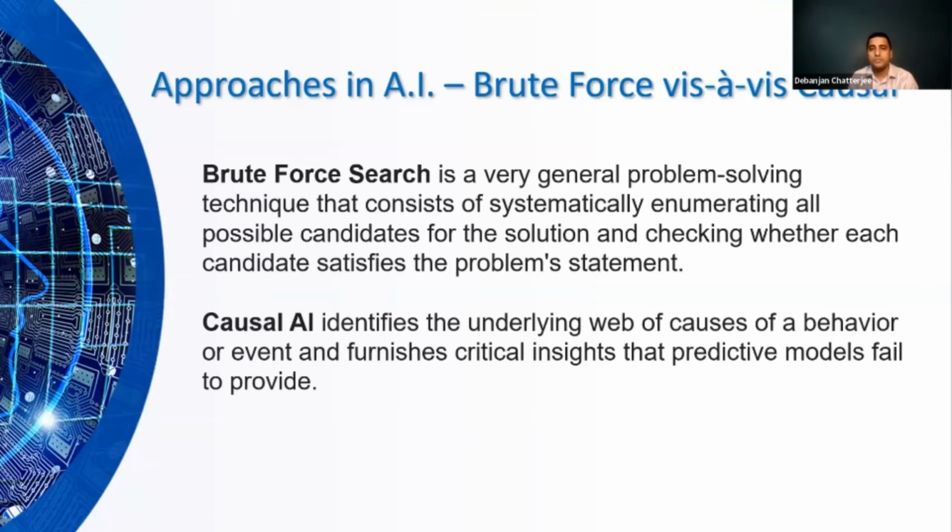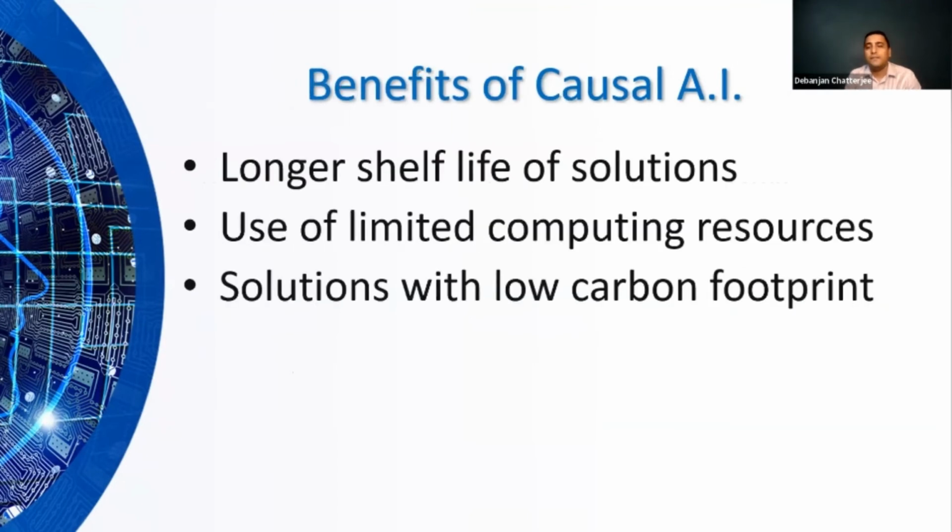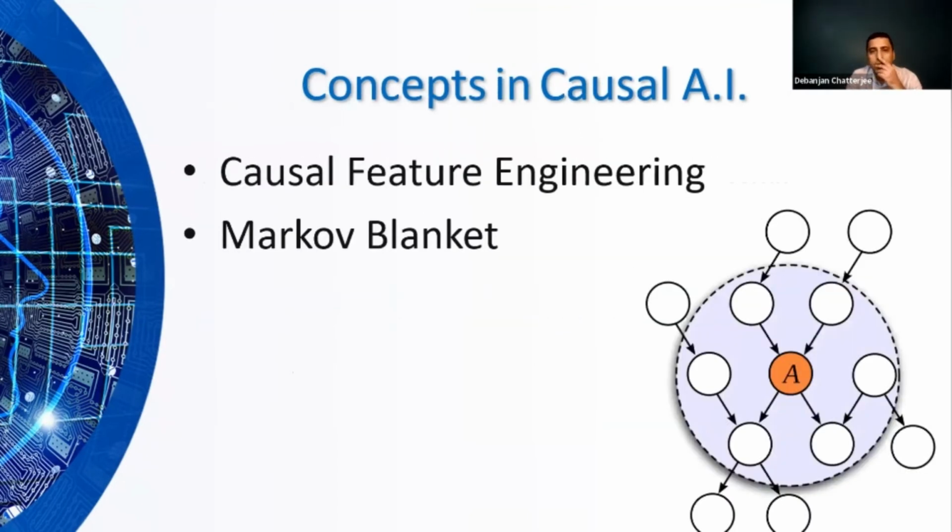Causal AI, just to recap, on the other hand, identifies the underlying web of causes of a behavior or an event, and it furnishes critical insights that simple predictive models often fail to provide. And again, on a concluding note, if someone is interested in learning more about causal AI, there are two ways to go about this from a feature engineering point of view.